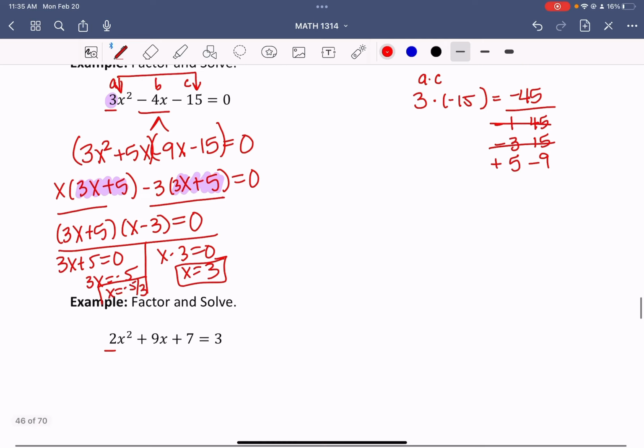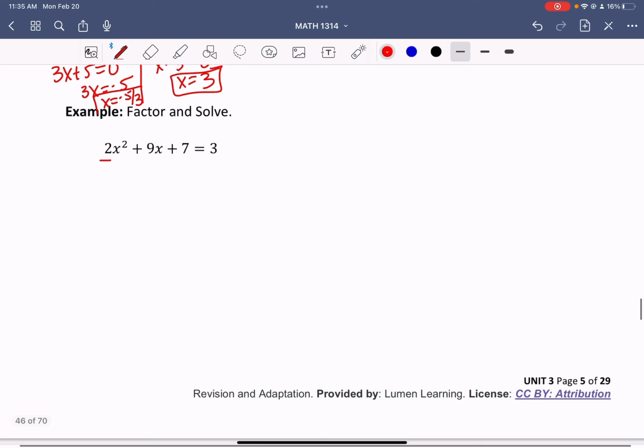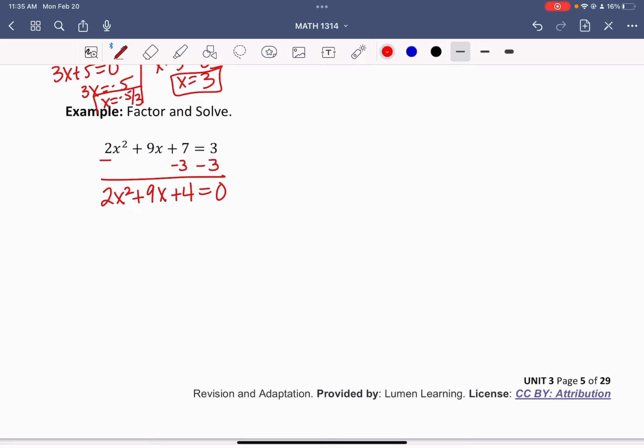Let's do this again, and let's work with this next one. This next one is a little bit different because you'll notice it is not equal to 0. So the first step you always need to do is to get it equal to 0, so I'm going to subtract this 3 over. This gives me 2x squared plus 9x plus 4 equal to 0.